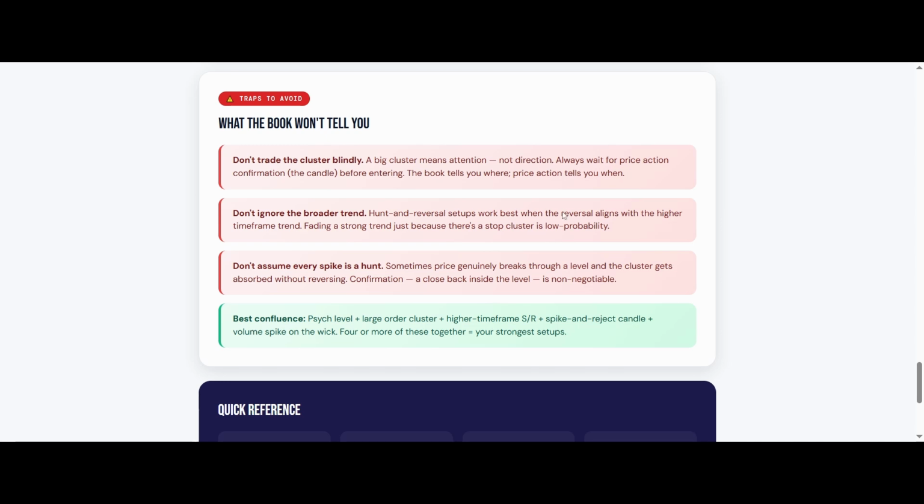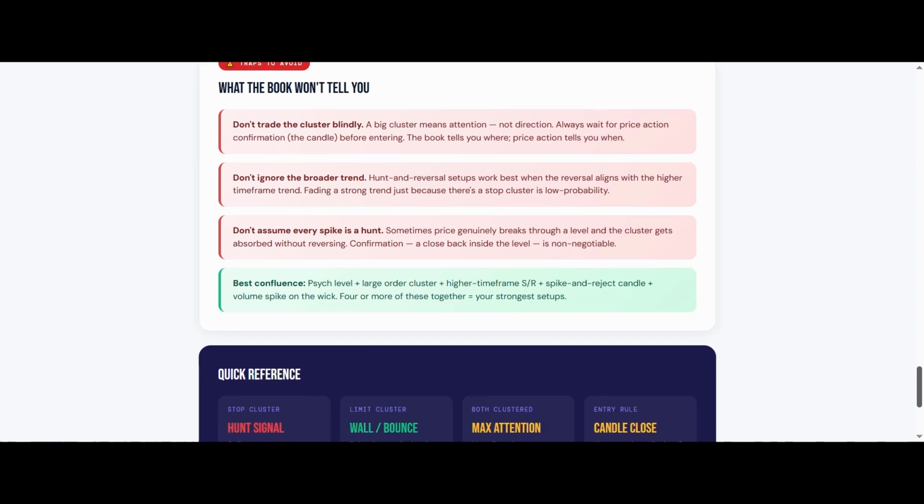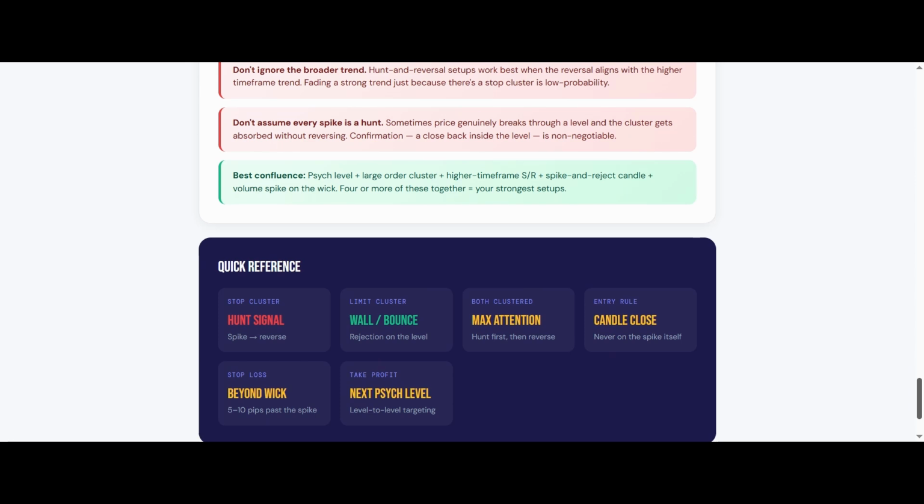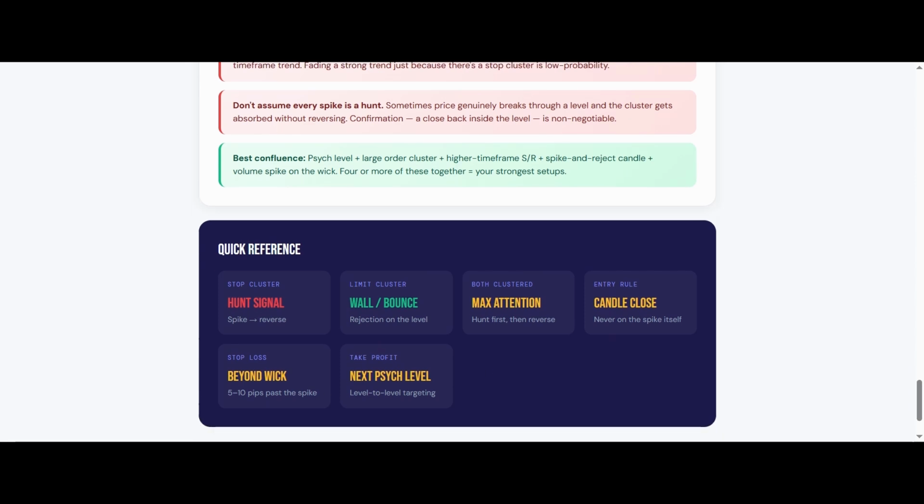This is why price action always comes first. The order book tells you where to pay attention, but the candles tell you when to act. So if price pushes into a cluster, you don't jump in immediately. You wait. You watch how price behaves. You look for that reaction, the rejection, the shift, and then the confirmation. Because without that, you're still really guessing.